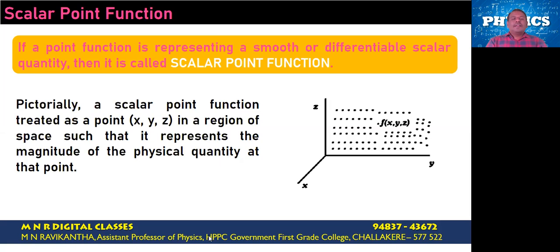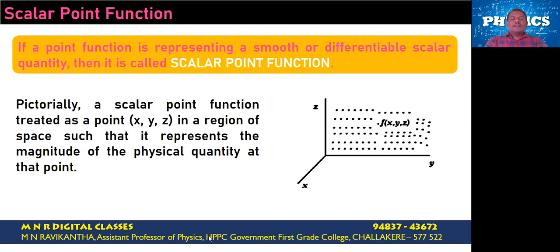Pictorially, a scalar point function can be treated as a point x, y, z in a region of space such that it represents the magnitude of physical quantity at that point. Now, in the diagram, each point represents the point function. If you take the collection of these point functions, then it represents the scalar field corresponding to scalar point function. We are going to discuss about the scalar field in the next session.